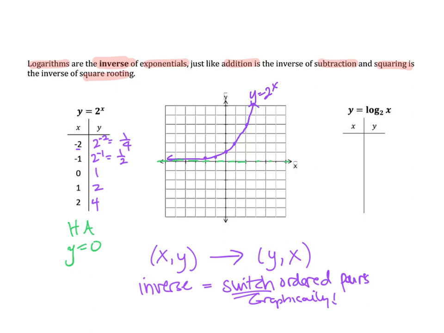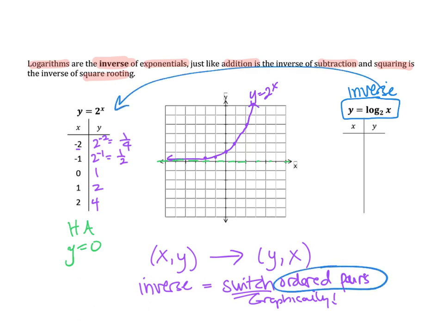Now, since we just talked about the fact that the log is going to be the inverse of the exponential, what do I do? I just switch the ordered pairs. Then when x is 1/4, y is negative 2. When x is 1/2, y is negative 1. When x is 1, y is 0. When x is 2, y is 1. When x is 4, y is 2. So I graph those ordered pairs. And this time, instead of having a horizontal asymptote, I have a vertical asymptote at x equals 0.